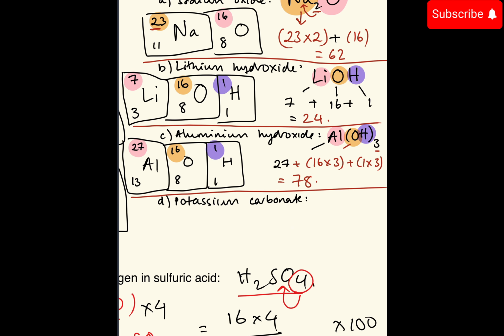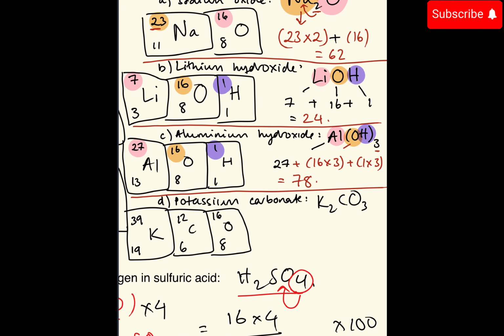We're now going to move on to the last one, which is potassium carbonate. And that has a formula of K2CO3. I'm going to show you how the element looks on the periodic table. The potassium has 39 at the top and 19 at the bottom. You have carbon, which is 12 at the top and then 6 at the bottom. And then you have oxygen, which is 16 at the top and 8 at the bottom. The more you practice this, the simpler it gets, okay? It gets very repetitive.